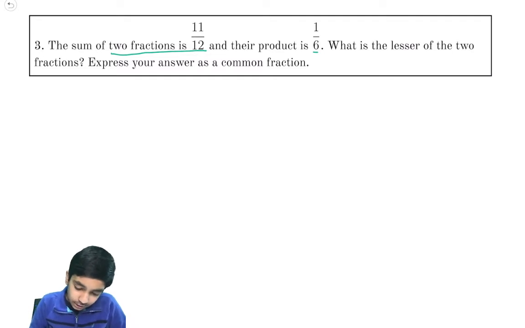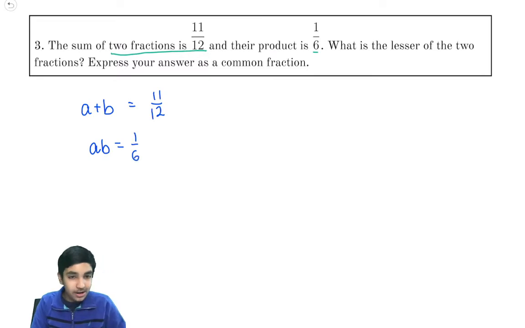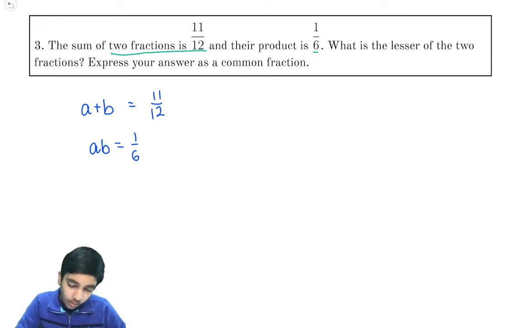Let's say we have two fractions, a and b. So a and b are just two fractions, and they have a sum of 11/12, like the problem says. And their product, ab, is 1/6, right? Now, if a plus b is 11/12 and ab is 1/6, then we can form a quadratic. Because if the sum of two fractions is 11/12 and the product of two fractions is 1/6, what will be the quadratic with the roots of a and b?